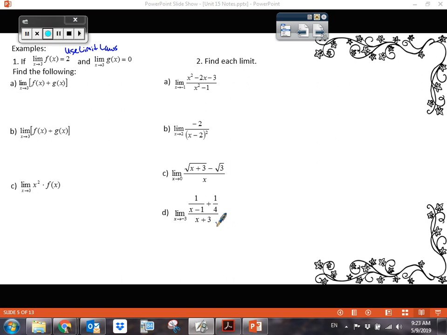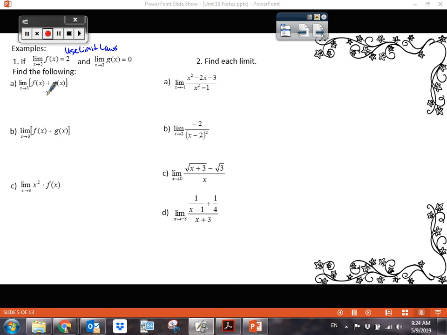The only reason that you would use a limit law in a problem like this is if it made your life easier. That's when you would use a limit law, if it made it easier for you. If it doesn't make it easier, then don't use them. But when it says use them, we have to do a minimum of 1. So let's work through that.